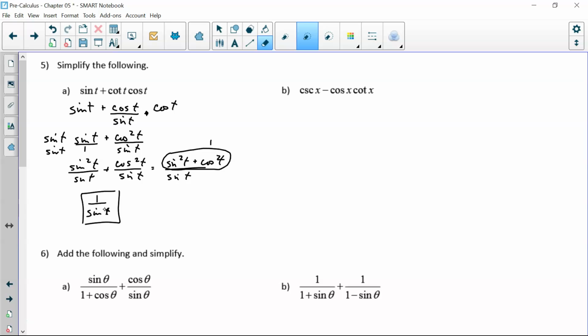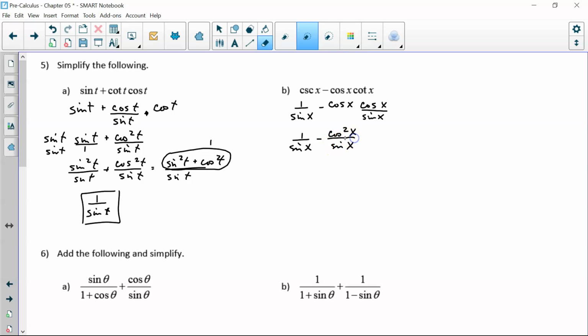All right, let's look at another one. Once again, it's all about getting that feel of rewriting. Cosecant, I'm going to rewrite that. That's the same as 1 over the sine of x minus the cosine of x. And now cotangent is the same as cosine of x over the sine of x. So that gives me the sine of x minus cosine squared x over the sine of x.